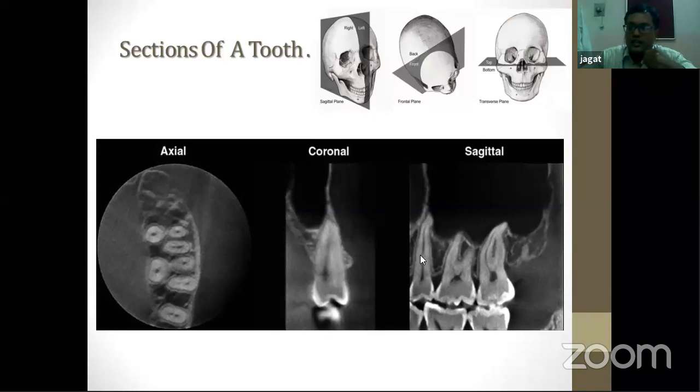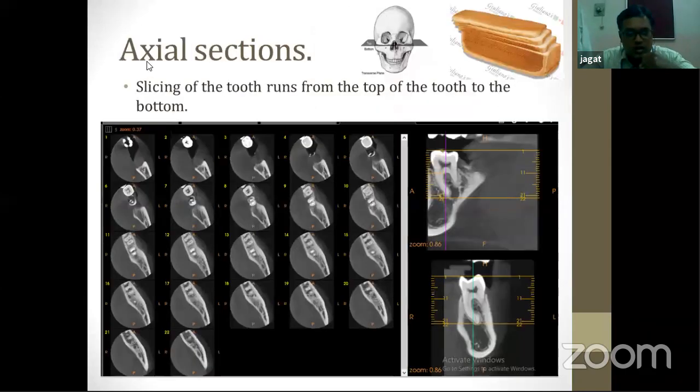The previous slides that we visualized were the ones with the gross anatomy, whereas this one depicts the tooth to us. So here, let's take a closer look at the axial section.